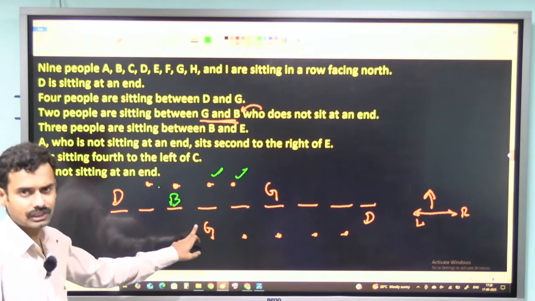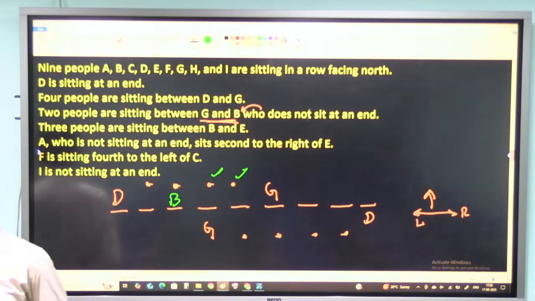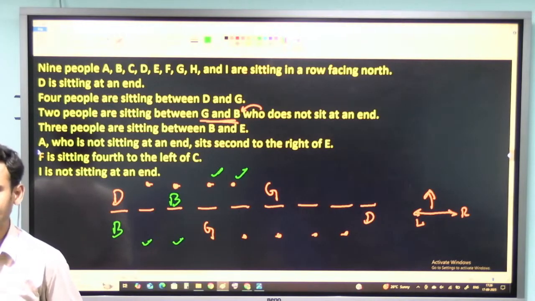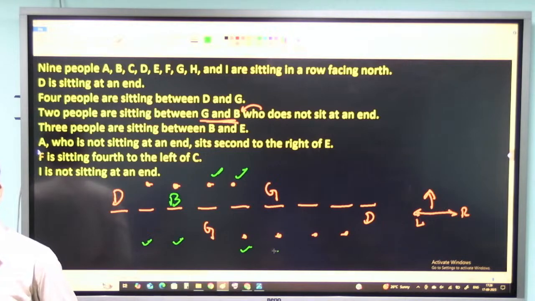Similarly, I will try to fix B in the second condition. In the second condition, G, 1 person, 2 person. If I take B here, again B is coming at the end, which is not allowed. So I will not take B to this end. Instead, I will be taking B to the other end. 1, 2, I can take B here.